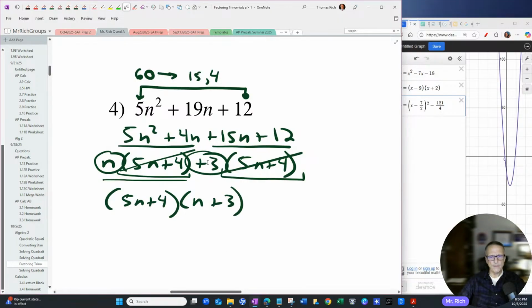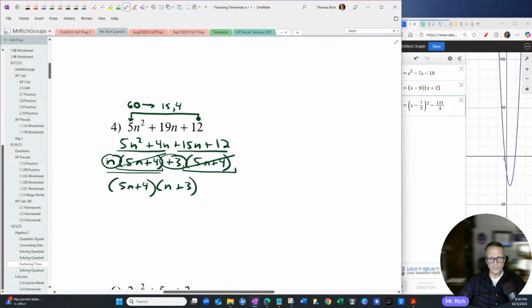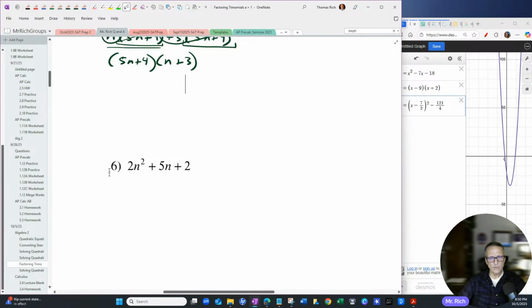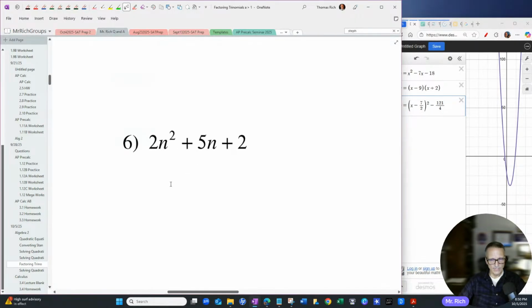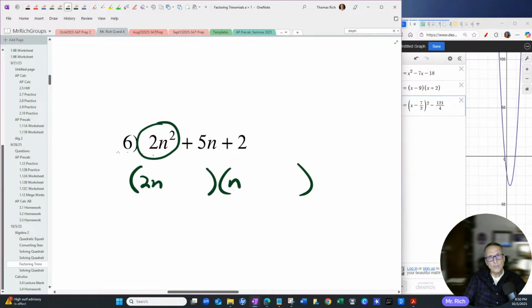Now, the fact of the matter is this: when you are working in higher level math, and I would say this includes your AP Pre-Calc and your AP Calc, if you do encounter quadratics that have a leading coefficient other than 1, you really don't even need to use the AC method. What you want to use is a trial and error method. In other words, if this first term can only be factored one way, like 2n and n, that is the only way that you're going to split up that 2n squared, then I've got only a couple of options.